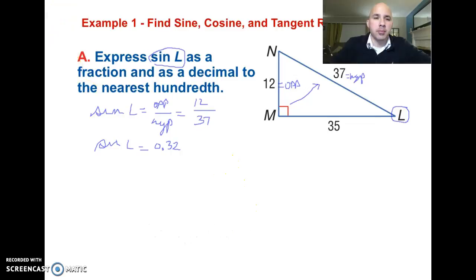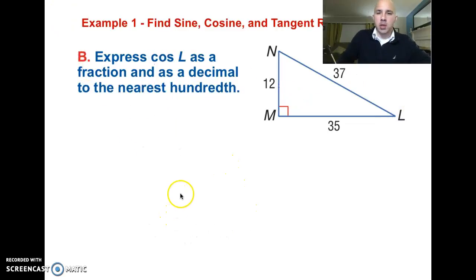Thank you. Example 1, find the sine, cosine, and tangent ratios, now for cosine L. The first thing I want to do is locate my angle. So there goes my angle L. It's an acute angle. Then I want to write down the definition. You can look at the anchor chart, or at the notes we took a little bit earlier. So cosine L is going to be adjacent over hypotenuse.